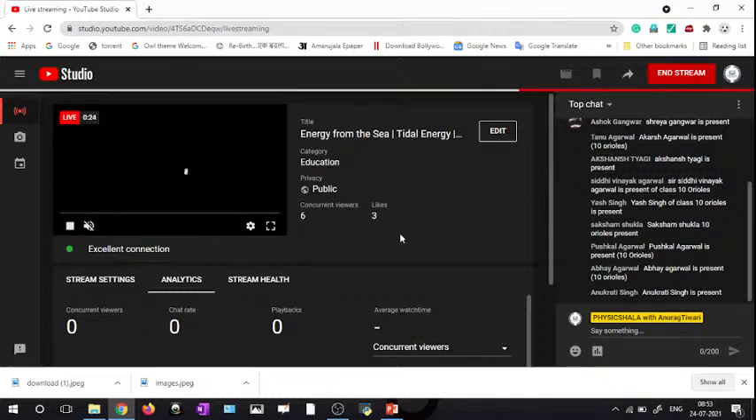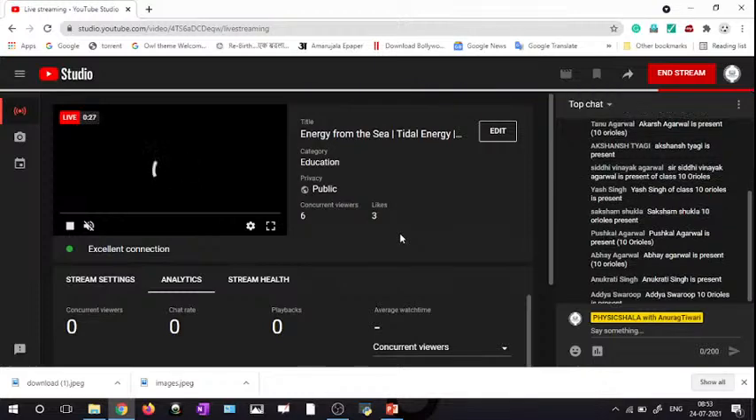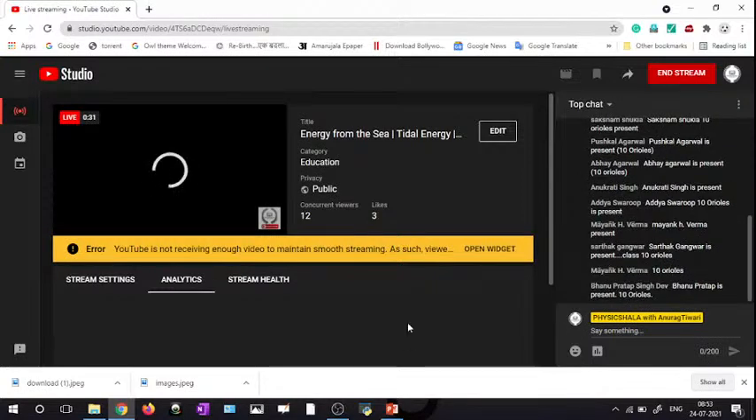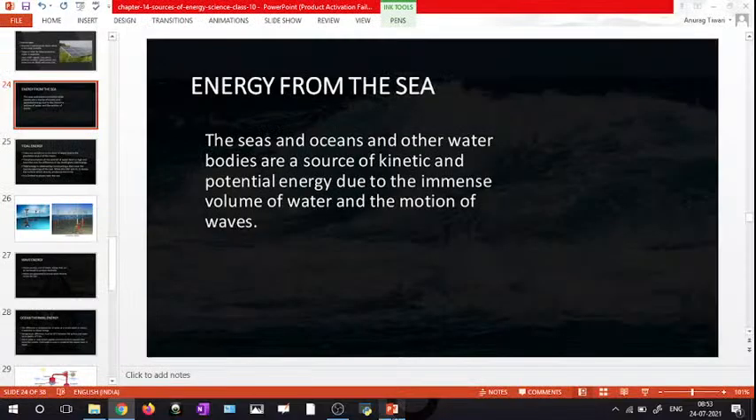In previous sessions we had already discussed solar energy and wind energy. Basically we are discussing non-conventional energy sources, and in the same pattern, today we are going to discuss energy from the sea.